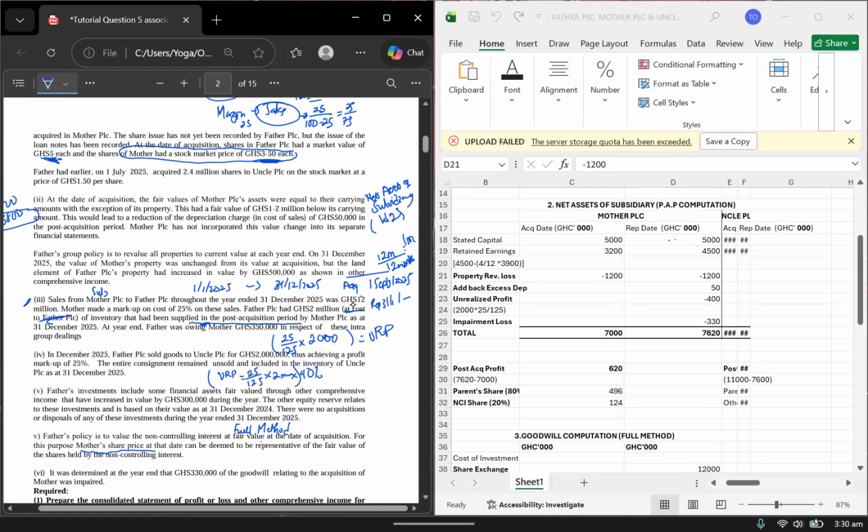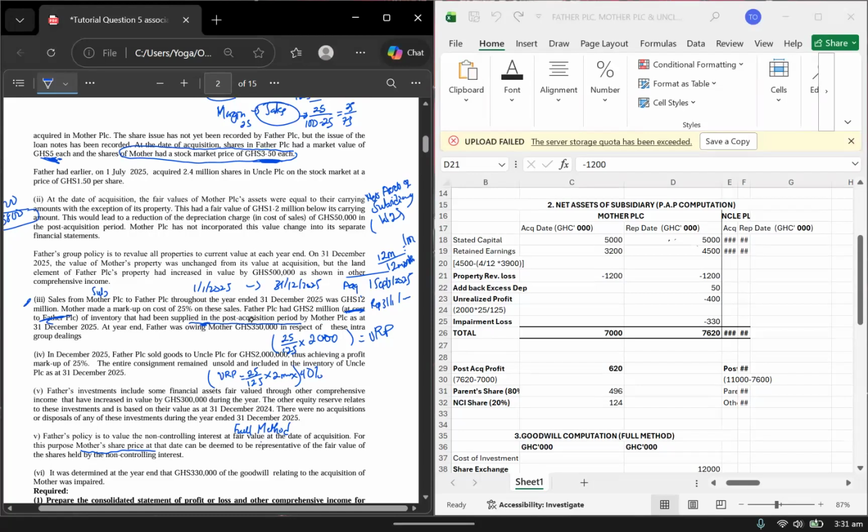The whole year. Okay, and then we know that the post-acquisition period is for what? It's just 12 months. But then they further came ahead to say that Father PLC had 2 million at cost to Father. We know that Father is the one buying, so definitely it will be at cost to Father.